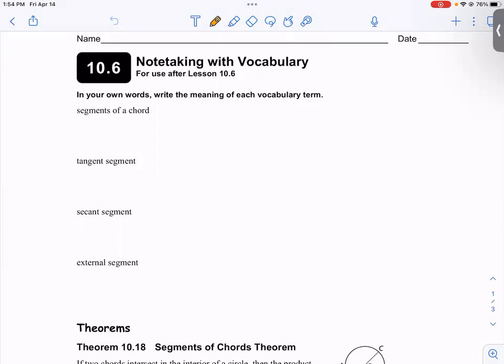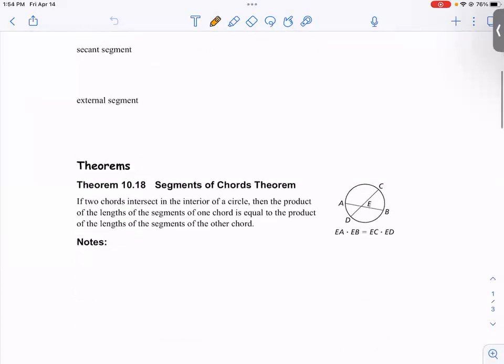So we have some theorems that deal with the length of these segments.